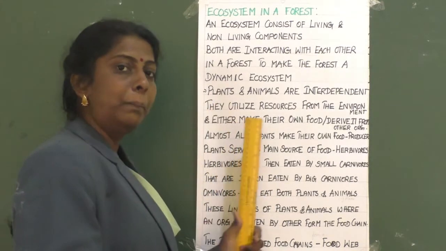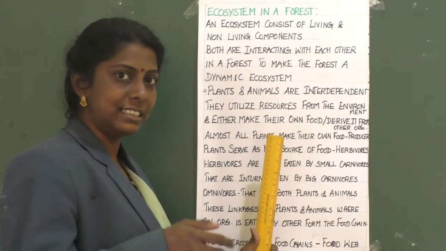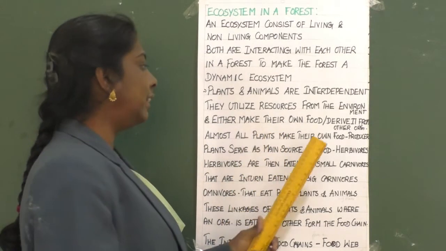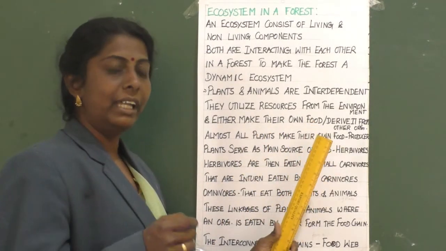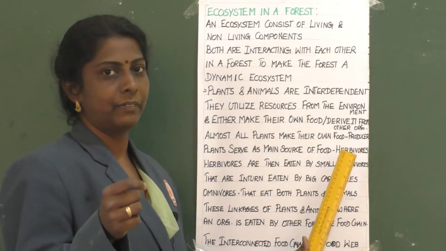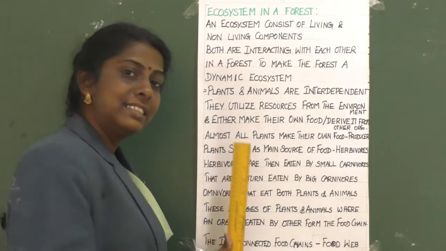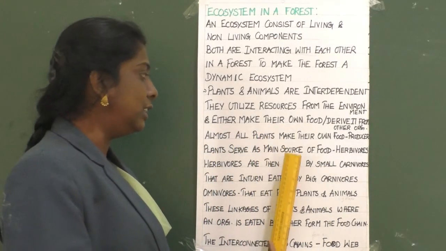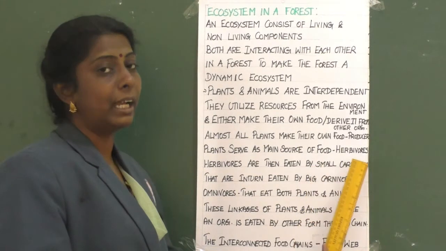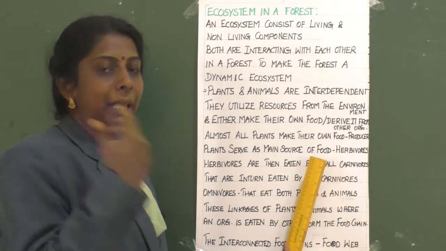Almost all plants make their own food. Isn't it? Yes. Plants make their own food. That's why plants are known as producers. Then plants serve as a main source of food for herbivores. So herbivores will intake plants.